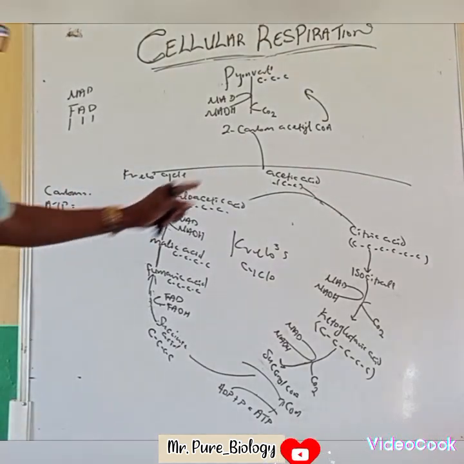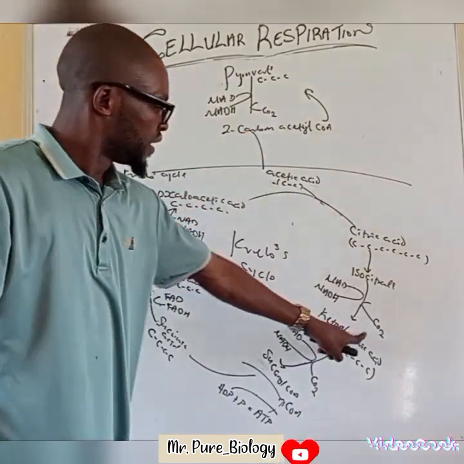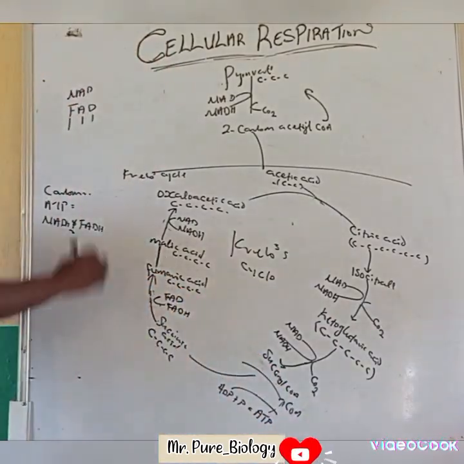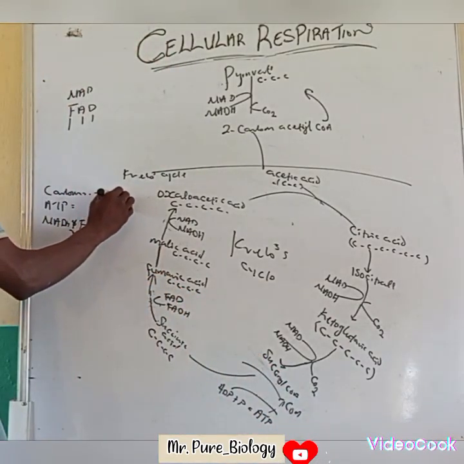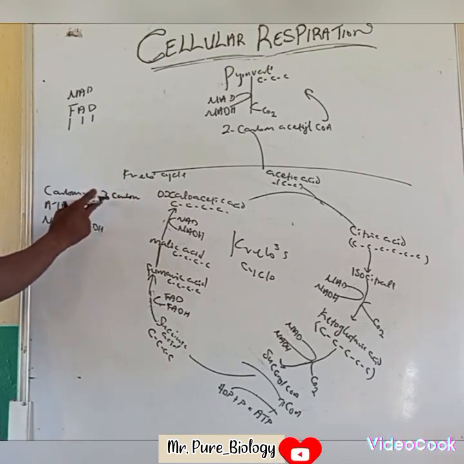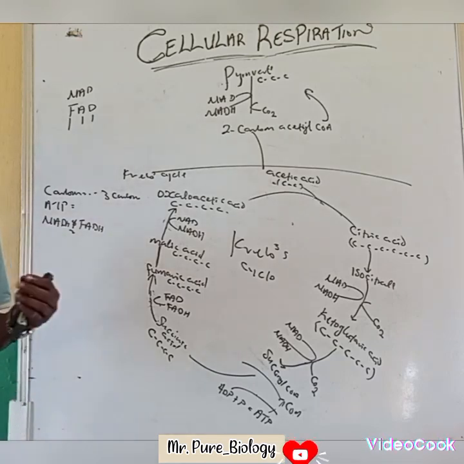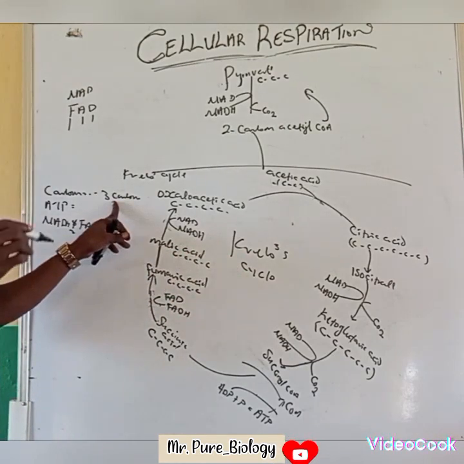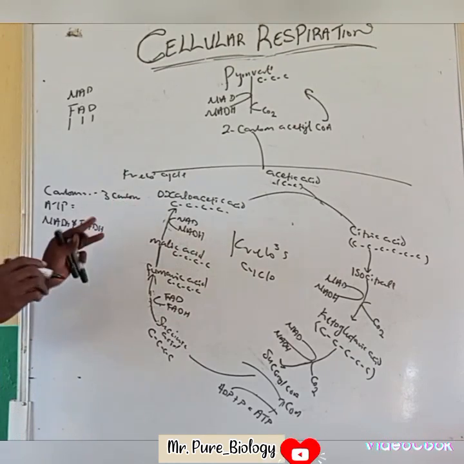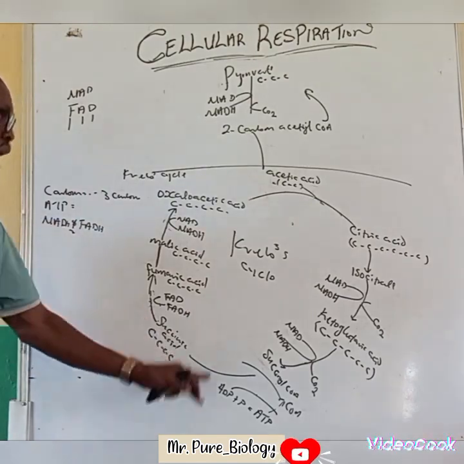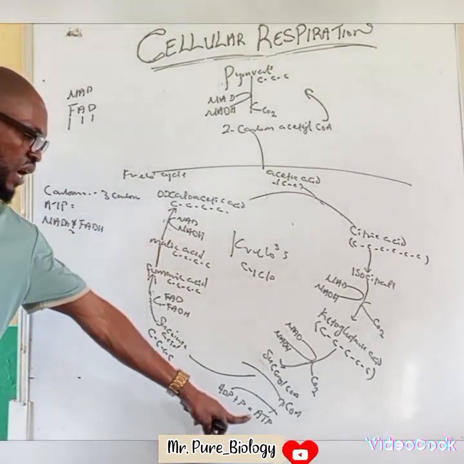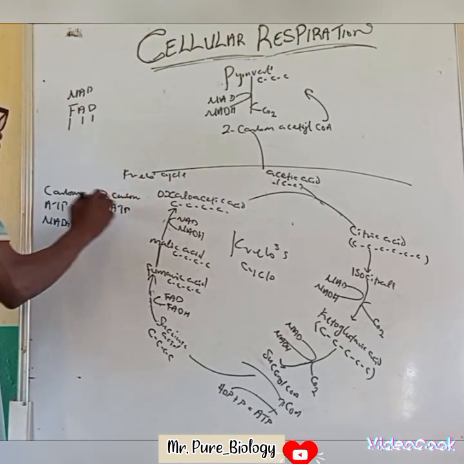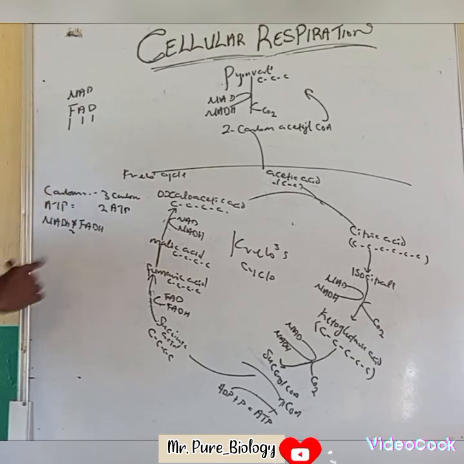So let's count. For the carbon, here we have 1 carbon, this is another carbon making 2, this is another carbon making 3. That's why we call this one 3 carbon. So from this 3 carbon that generates, another name for the Krebs cycle is the tricarboxylic acid cycle. That is for carbon. For the ATP, how much net ATP is generated? Here we have only 2 net ATP.